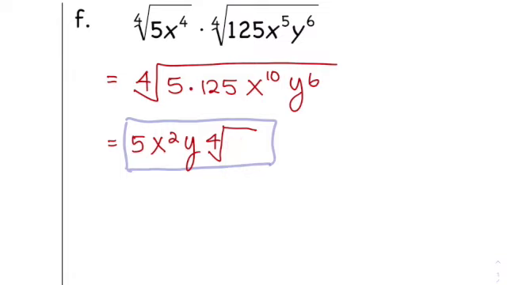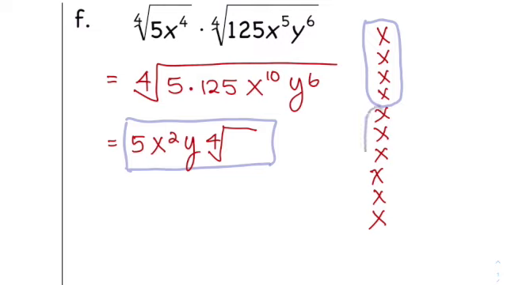x to the 10th means 10 divided by 4, or 1, 2, 3, 4, 5, 6, 7, 8, 9, 10. And then if you do groups, it's a group of 4. So 1, 2, 3, 4, and 1, 2, 3, 4. There's 2 groups outside, but then you still have 2 left inside.